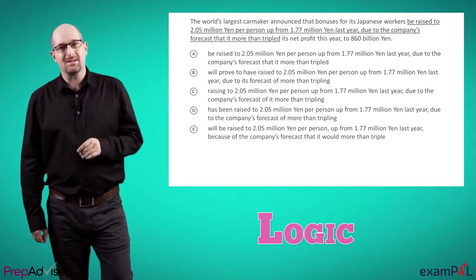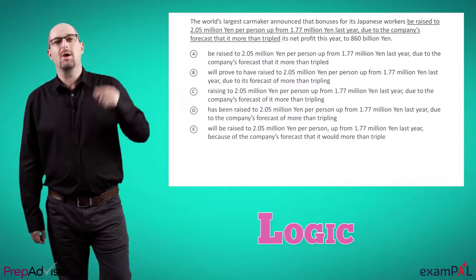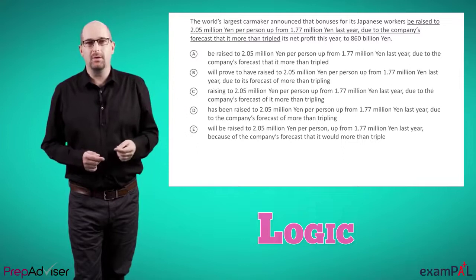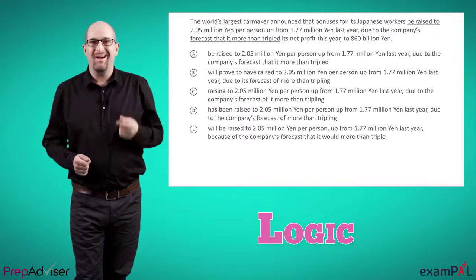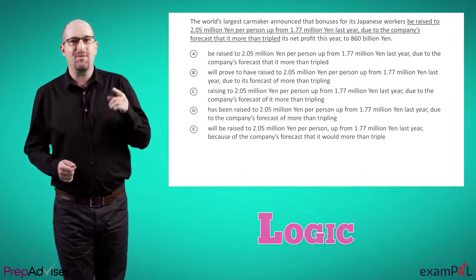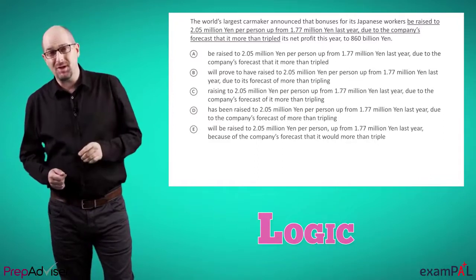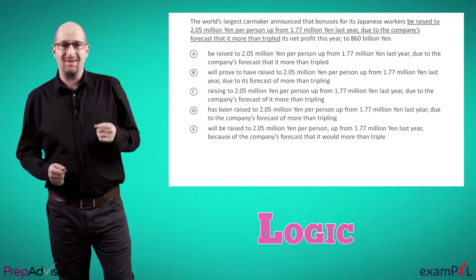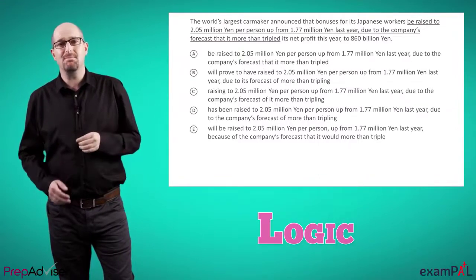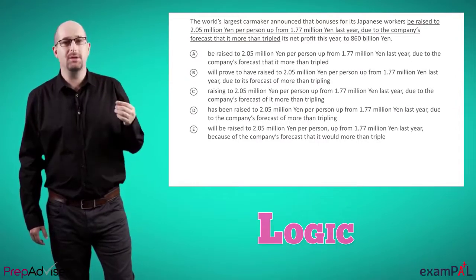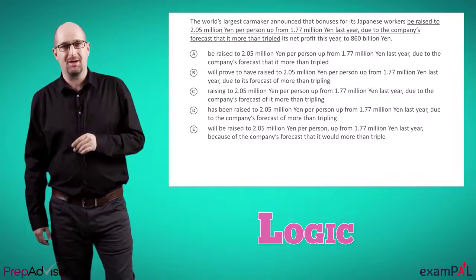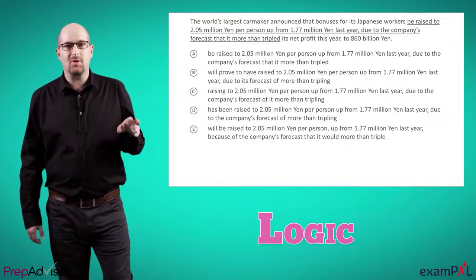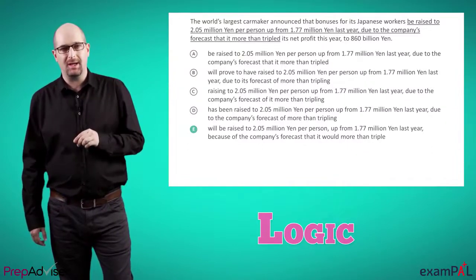In this sentence, the company is announcing something that will happen, and thus we need the word will before be raised. Another thing that stands out is that a forecast is, by definition, of something hypothetical that happens in the future. And thus, the forecast must be that this company would triple its profits this year, and not tripled. Taken together, these corrections point to answer E.